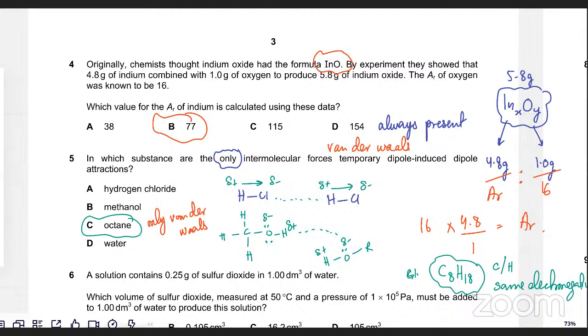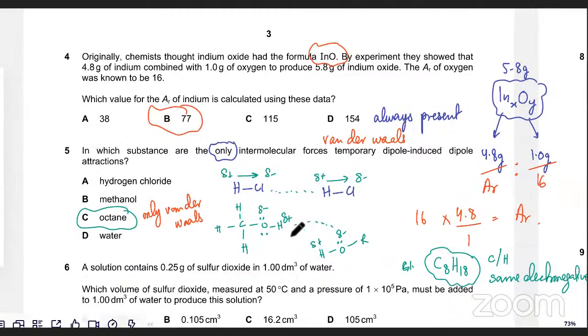And what's the attractive force in water? Hydrogen bonding. Water has OH bonds as well, so that is hydrogen bonding. So moving on to the next one.